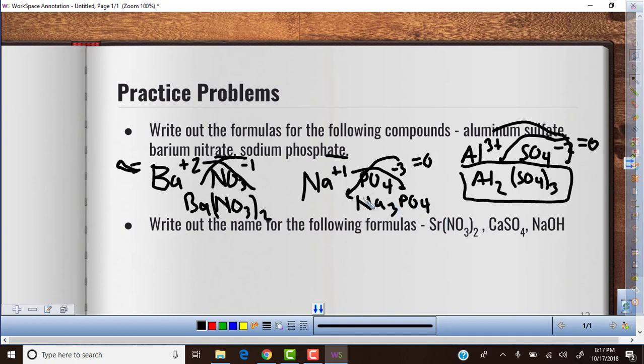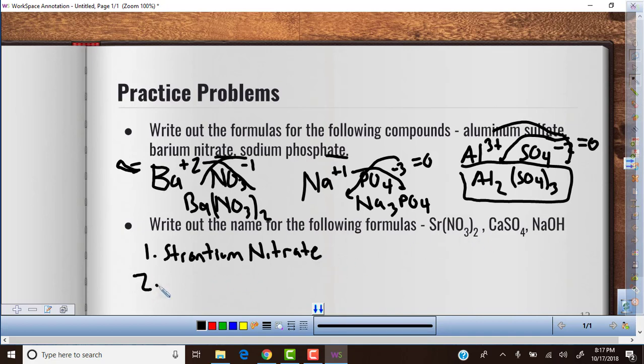All right? Write out the names of the following formulas. This is actually a bit easier because you don't even need to change anything to -ide or anything like that. We just name them as they are. So the first one there, Sr(NO3)2. Sr is strontium. And NO3, if we look at our chart, is nitrate.